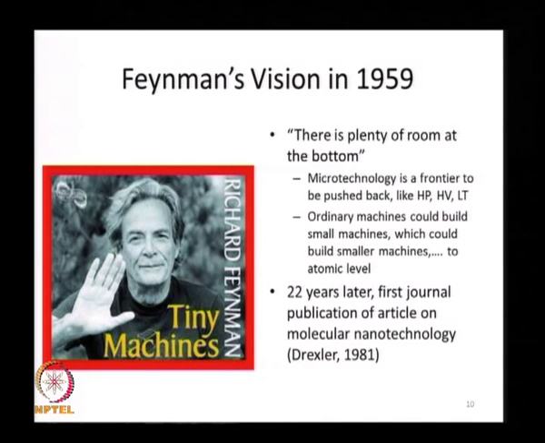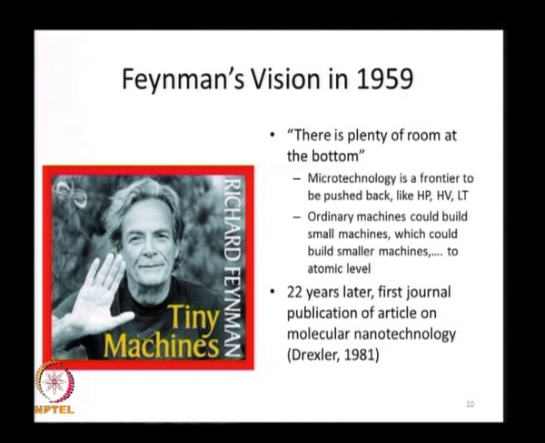What is the history of nano? Well, it actually started back in 1959 when Richard Feynman stated his vision of there being plenty of room at the bottom. He said you can always keep driving technology to smaller and smaller dimensions. He basically said that microtechnology is actually a frontier that we need to keep pushing back, just like high pressure, high vacuum, low temperature, etc. So, his thinking was micro is small, but we can get smaller. So, let us keep pushing the boundary.